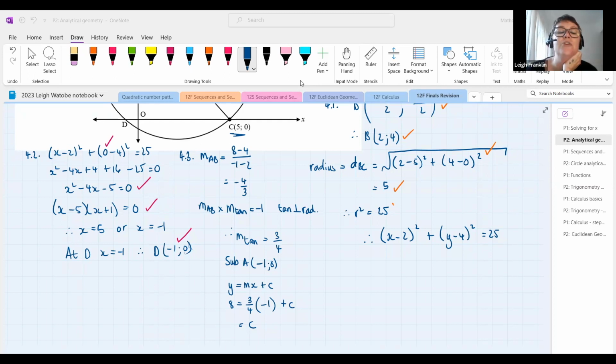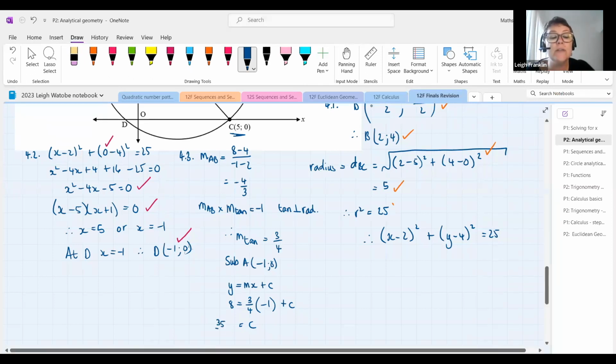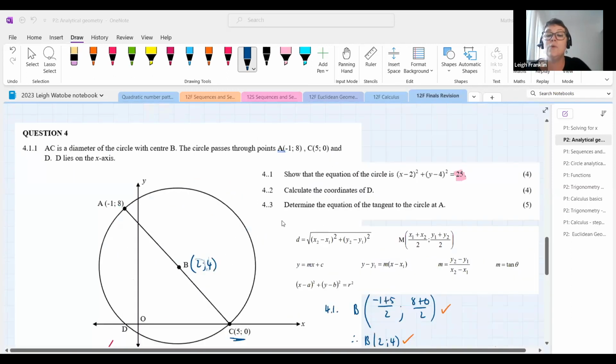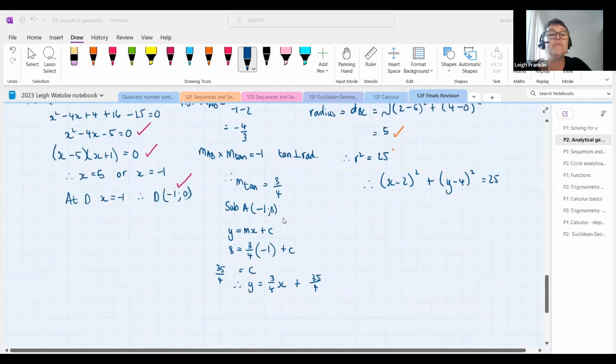Okay, just careful there, Chesna. I don't know if that was just a typo or whatever. I'm also getting 35 over 4. Maybe you subtracted instead of added. Okay, so y equals 3 over 4 x, don't leave the x out. Often we're in such a hurry when we're answering these questions, we leave things out. So don't leave out that x over there. It's okay, Chesna, no stress at all. Okay, and that was out of 5 marks.